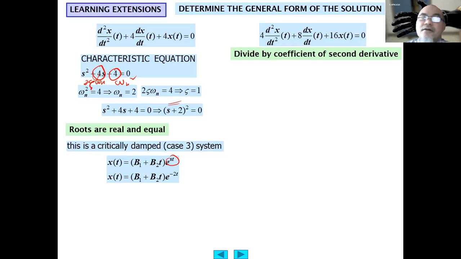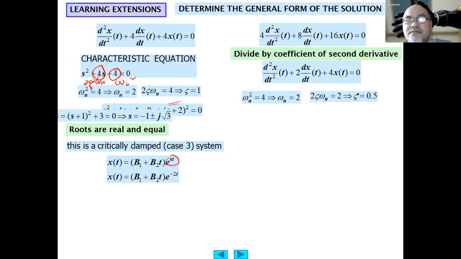Second example: d squared x/dt squared plus 8 dx/dt plus 16 x(t) equals 0. So we have to normalize this equation. We divide each term by 4, so that we obtain the coefficient of the second derivative to be 1. So d squared x/dt squared plus 2 dx/dt plus 4 x(t) equals 0.